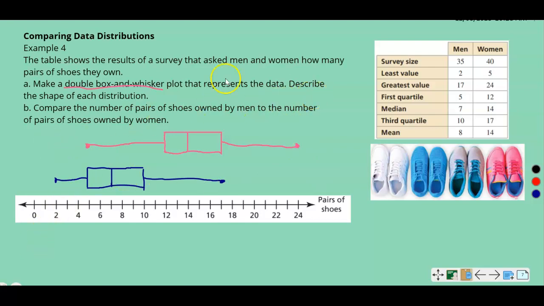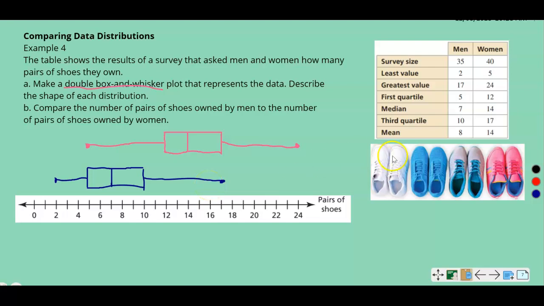All right, so it says describe the shape of each distribution. You can see that the distribution for men is kind of skewed to the right. And for women, the distribution is more symmetric. You can see that the whiskers are about the same length. So this one would be more symmetric. This one would be more skewed to the right.